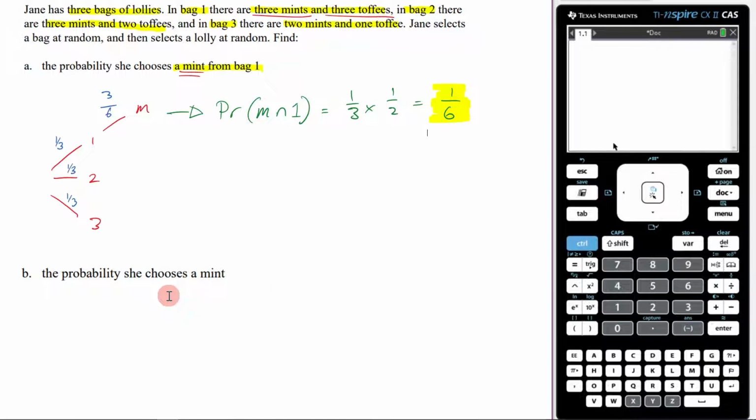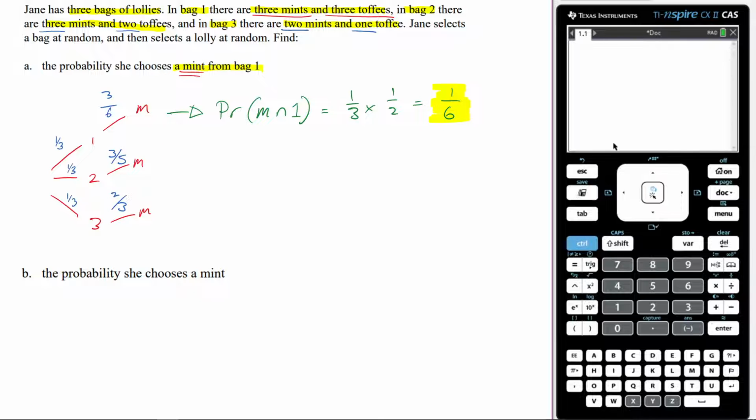Next it says, find the probability that she chooses a mint. So this isn't necessarily saying that she's choosing it from bag 1, 2, or 3, but just a mint in general. So what we need to find is the probability of her pulling out a mint from any one of the bags. Well, the probability of her pulling out a mint from bag 2: there are 3 mints and 2 toffees in bag 2, so there is a 3 in 5 chance because 3 plus 2 is 5. There are 5 things in total and 3 of those things are mints. If we want to find the probability of her pulling a mint from bag 3, there are 2 mints and 1 toffee. So there are 3 things in bag 3, and 2 of those things are mints. So that's going to be 2/3.